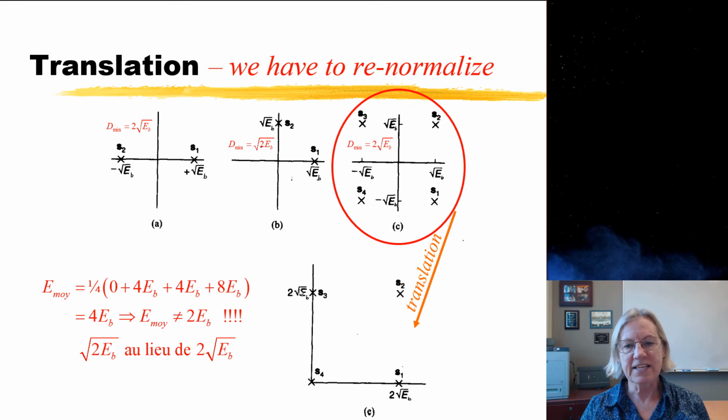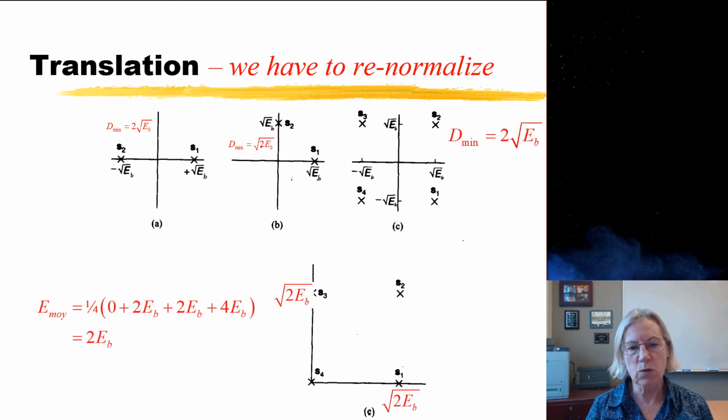For instance, if I take these coordinates as they're listed here, and I just calculate what is the average energy, it's 1/4, and then of course this one's 0 energy. These two have energy 4 EB, and then this one is 8 EB. And the average then comes to be 4 EB, and that is not equal to 2 EB. Remember, it's supposed to be EB times log 2M is equal to the average energy per symbol, but here that's not the case. So these coordinates are wrong. And what we have to do instead is change these coordinates, and these coordinates should be the square root of 2EB.